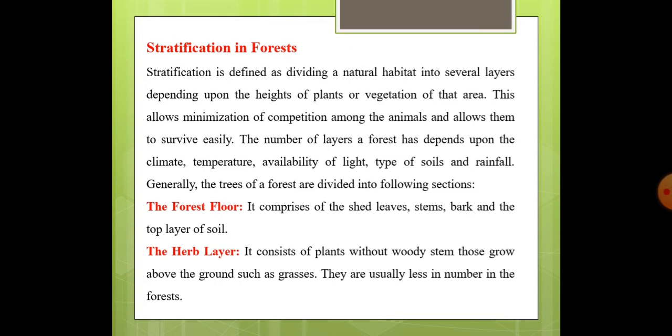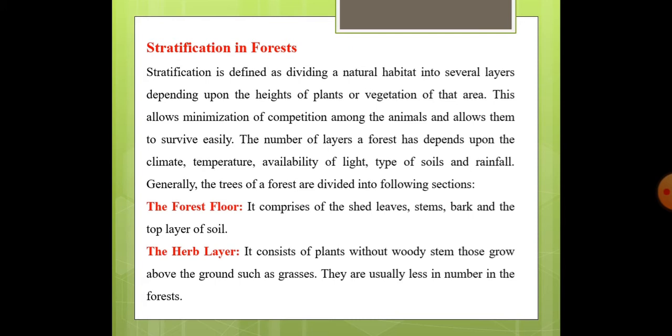Now, generally, the trees of a forest are divided into the following sections. The first is the forest floor. It comprises shed leaves, stems, bark, and the top layer of the soil. This is actually the ground which is seen in the forest. It has the shed leaves, and some twigs or stems of that tree or of various trees will be seen fallen on the ground, the bark of the tree, and the top layer of soil.